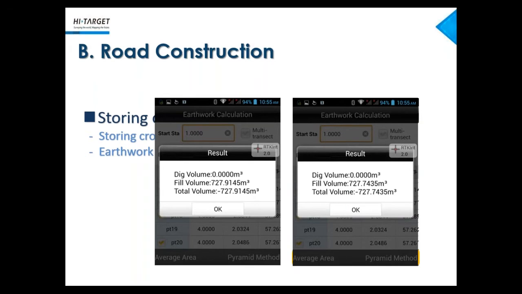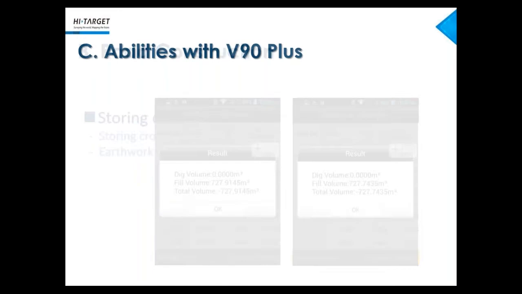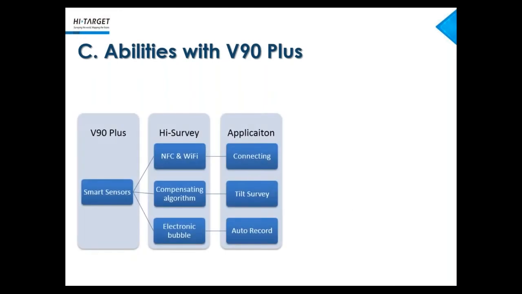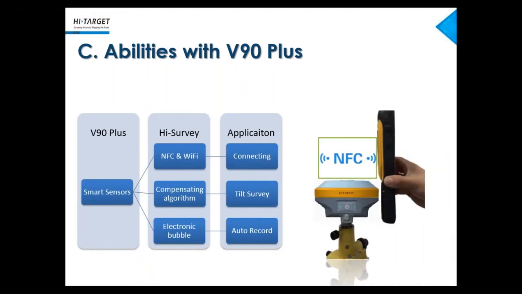Part C is for the ability with V90 Plus. So we all know that V90 Plus is a very strong GNSS receiver, and there are a lot of smart sensors inside. In order to make full use of the sensors, HiSurvey is equipped with the NFC function, so it can easily help you to establish the connection. Even the HiSurvey app will run automatically when these two devices get close together.